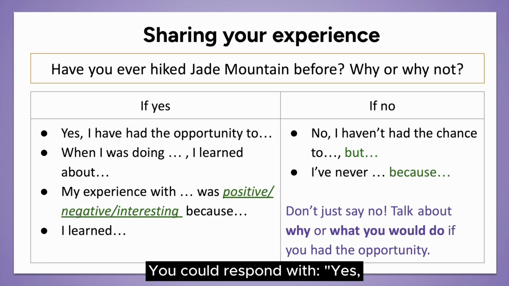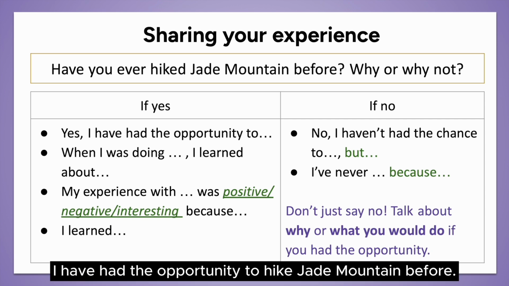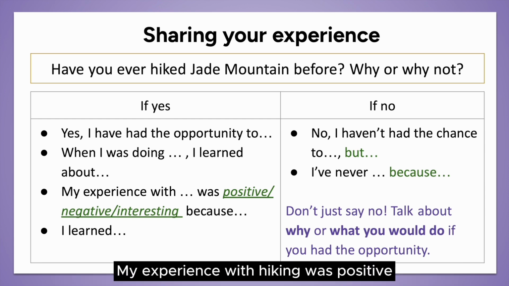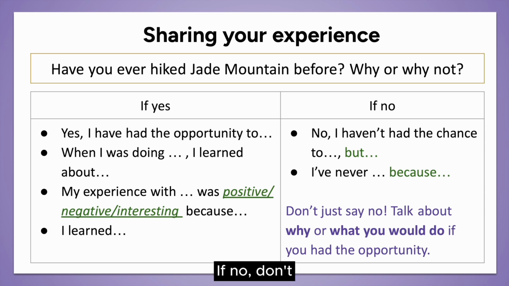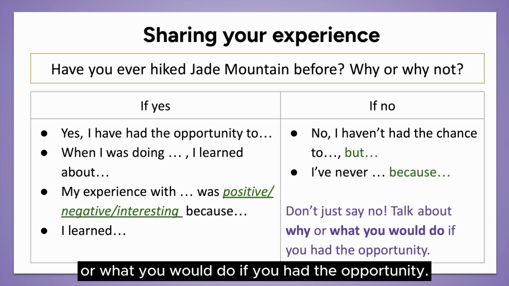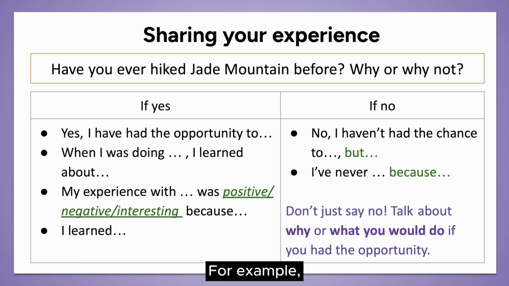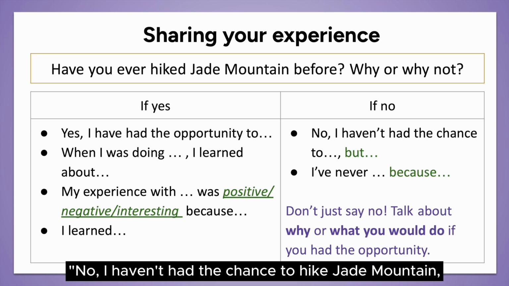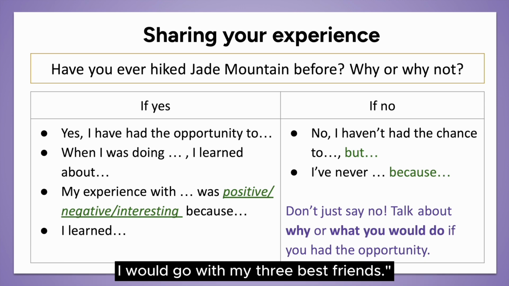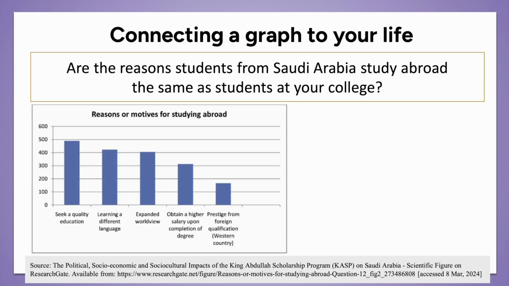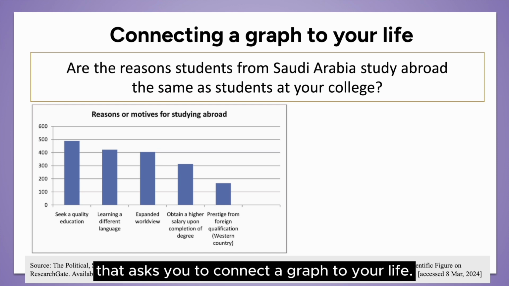You could respond with, "Yes, I have had the opportunity to hike Jade Mountain before. My experience with hiking was positive because I saw the sunrise." If no, don't just say no. Talk about why or what you would do if you had the opportunity. For example, "No, I haven't had the chance to hike Jade Mountain, but if I did, I would go with my 3 best friends." You might also get a question that asks you to connect a graph to your life.